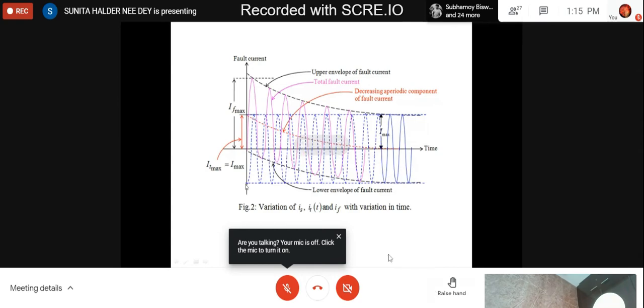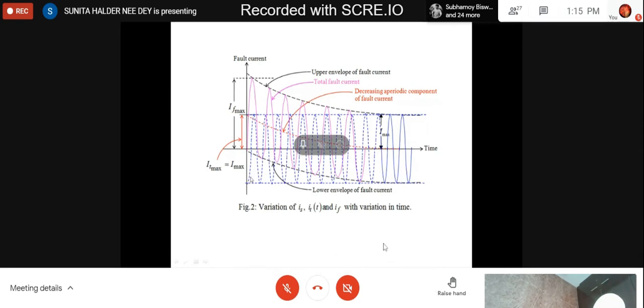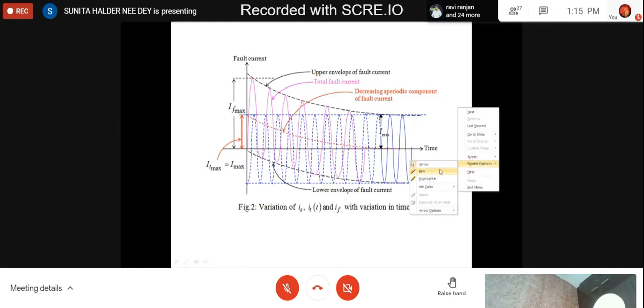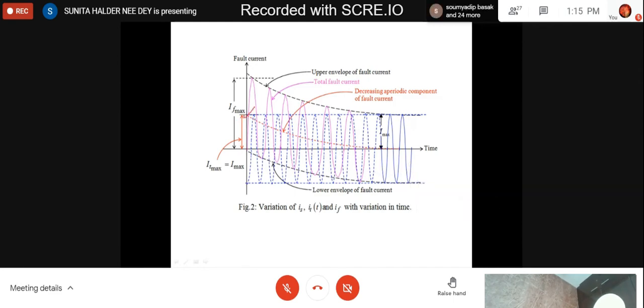So obviously at t equal to 0, the steady state current is at minus Imax, and we have assumed that the total is plus Imax. So it is the maximum plus value. Sorry, this one, the red one. This value is the maximum here. Can you see the tick? Yes, ma'am. So this transient component and steady state component are cancelling out each other. That's why the fault current is 0 at this moment.